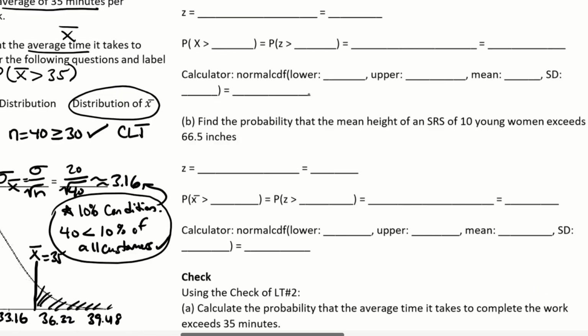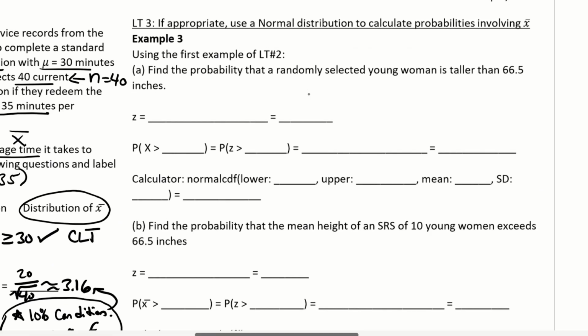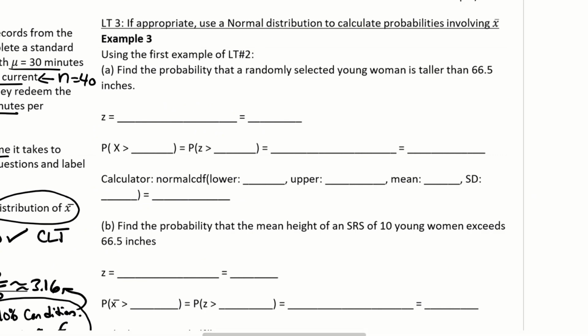All right, so let's look at learning target 3. It says, if appropriate, use a normal distribution to calculate the probability involving X bar. So let's start calculating. Now that we established normality for the X bar distribution using the large counts condition, we are now able to do normal distribution calculations. So using the example from learning target number 2, we can now do the normal distribution calculations.